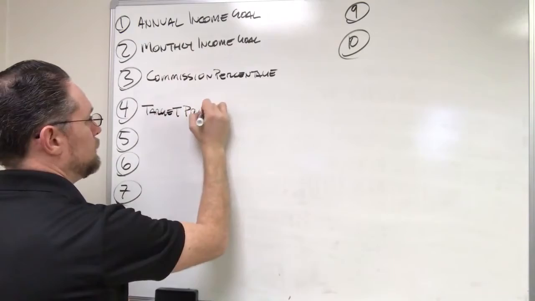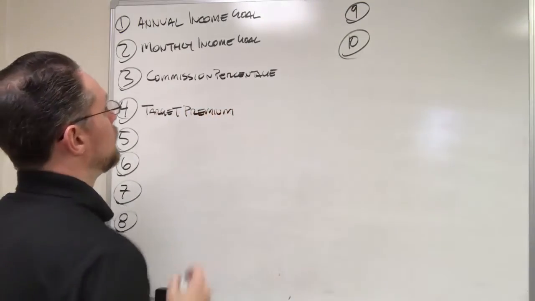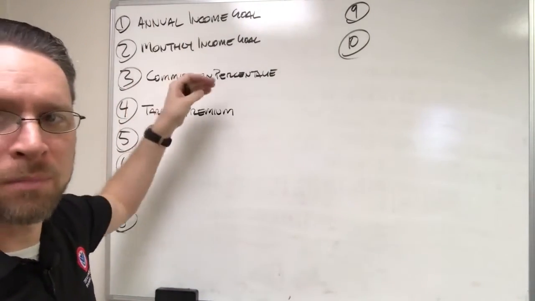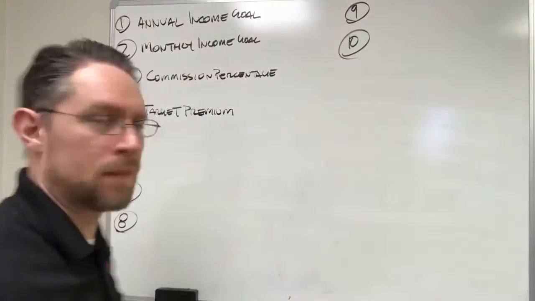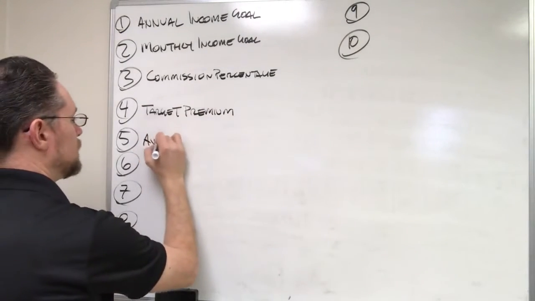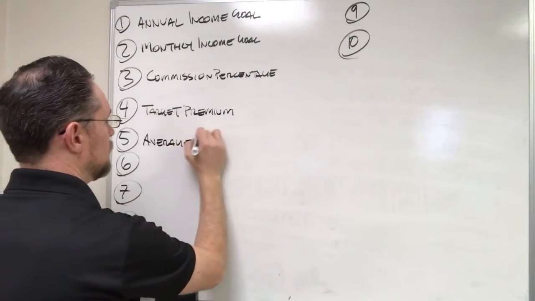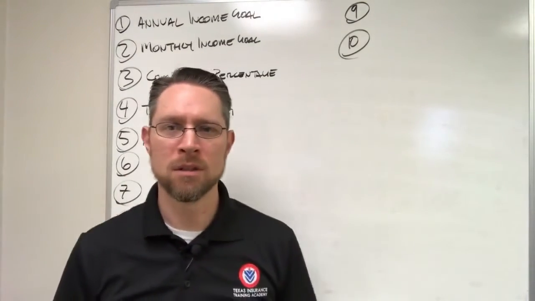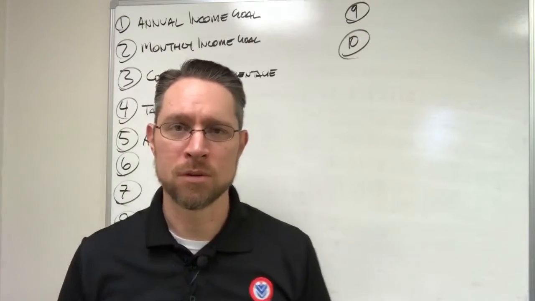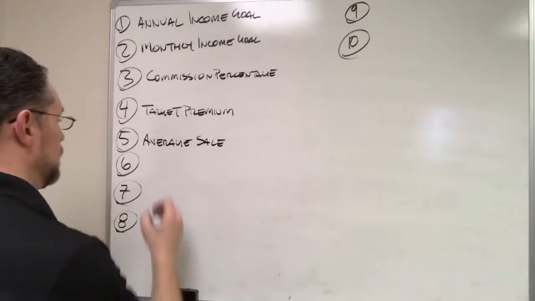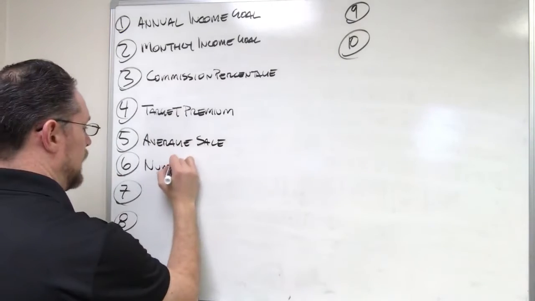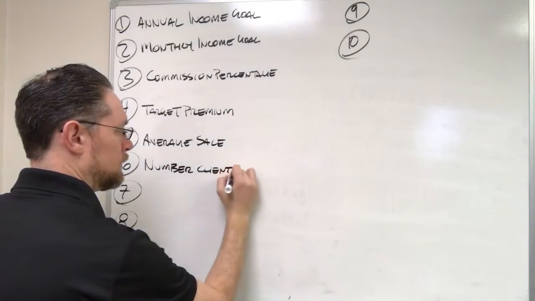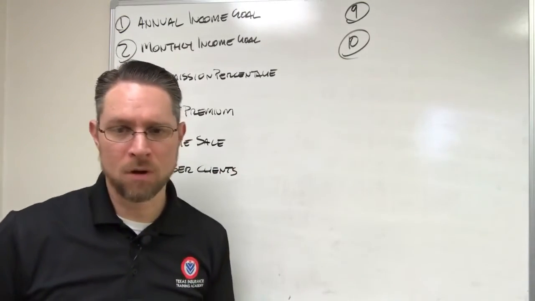The target premium is the total number you must hit to hit your income goal based upon your commission percentage. After that, you will know what your average sale is going to be. Once again, your sales manager can tell you what your average sale is per customer, or the average for your industry if you are just starting out. That will then tell you the number of clients you will need to have to hit that number, on average.